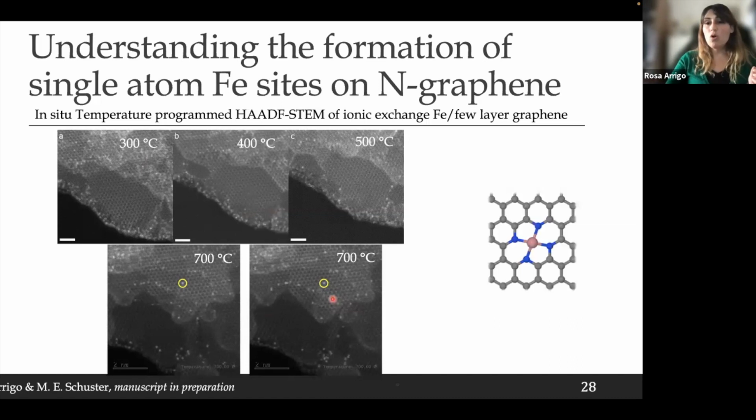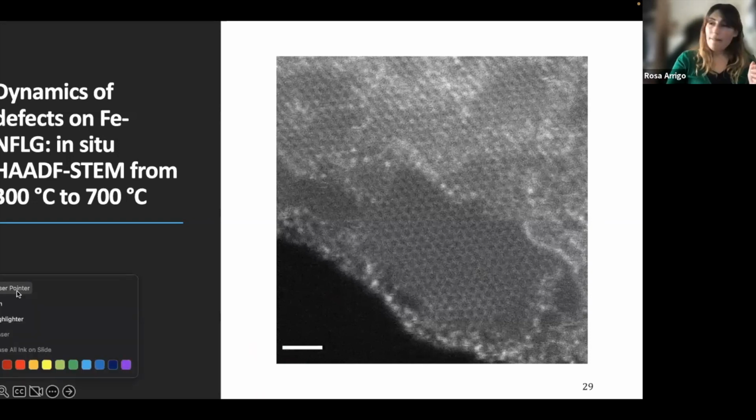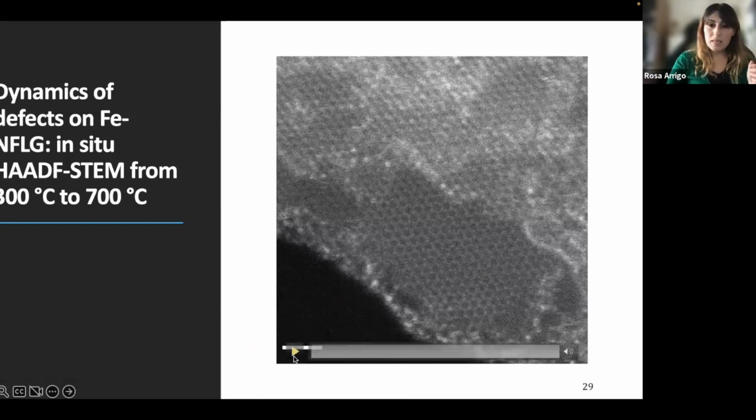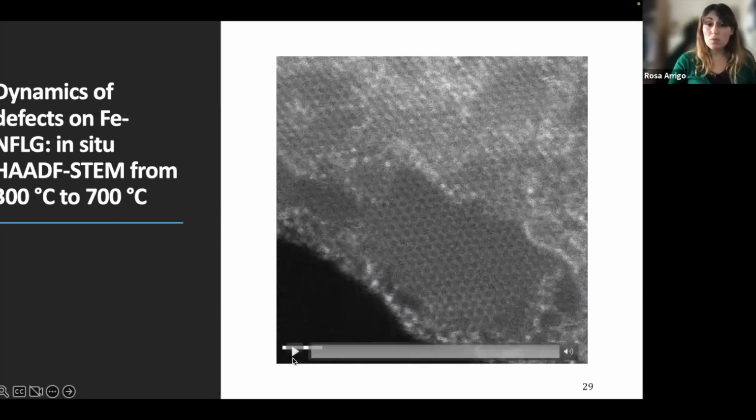Now I'm going to show you some videos of what is happening in situ. Of course, ideally, we would like to do this in liquid phase, but that's very difficult nowadays to realize in electron microscopy. So the idea is to make some correlations by using this as a fingerprinting strategy.